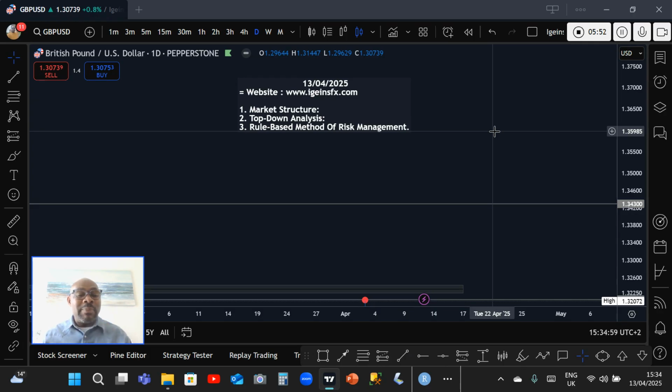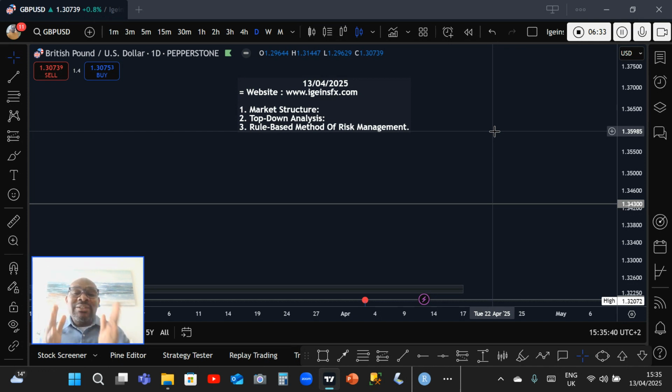And apart from that, your target should be 2 to 1. If your stop loss is 20, then your TP, from the point of entry to your take profit target, should be 40. Then from your point of entry to your stop loss should be 20. If your rule-based method of risk management is a 10 pips stop loss, that means you should be targeting 20 pips. That is where your take profit is.